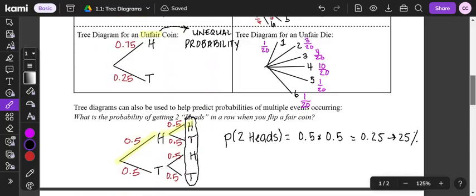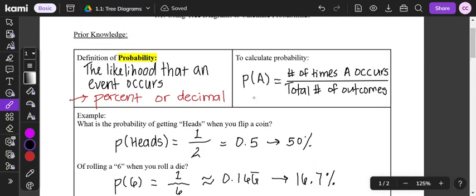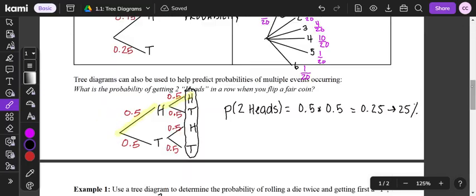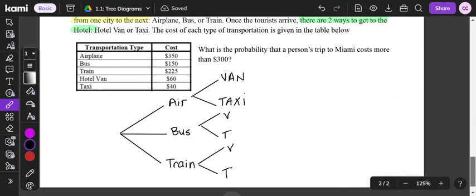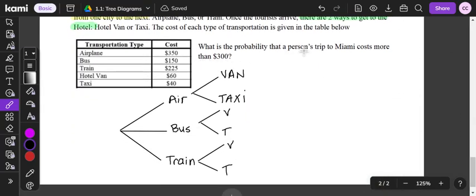So if we look at the top one more time, I can still use this. If I know the number of times an event occurs, I can divide it by the total number of outcomes, and I can still get a probability here. So I want to know the probability that my trip costs more than $300. So what I need to do is figure out not the probability of choosing each of these branches, but how much each of these branches costs, first of all.